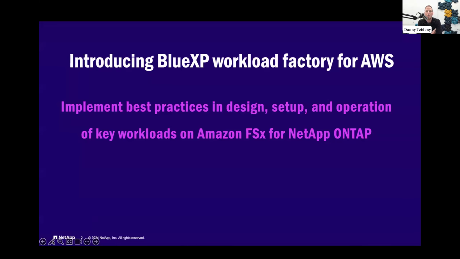Okay, so we're starting by introducing BlueXP for Workload Factory for AWS. Essentially, it's a NetApp tool that allows you to implement best practices when designing, setting up, and operating key workloads on Amazon FSx for NetApp ONTAP. Basically, it allows you to plan your deployment. How are we going to deploy the FSx according to best practices, whether it's for the FSx itself or for the workloads that rely on it, like databases, etc.